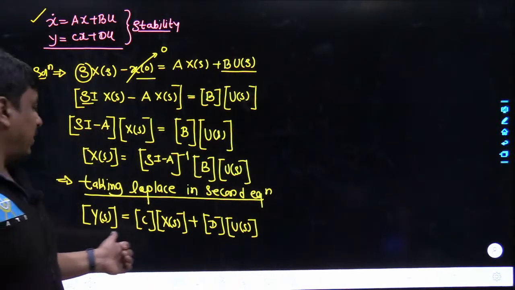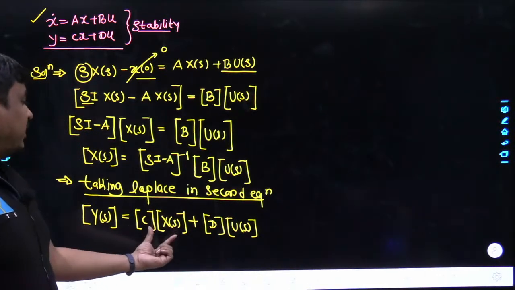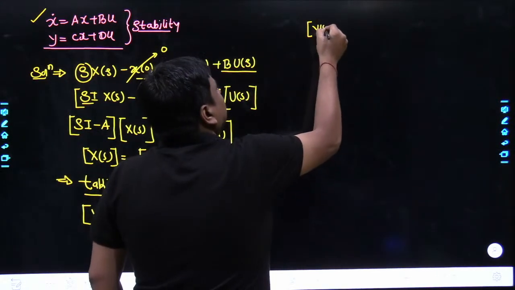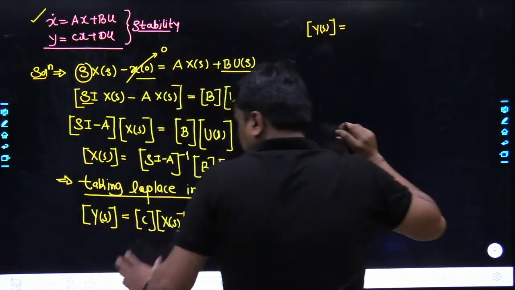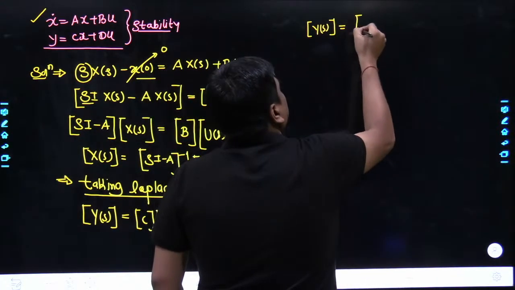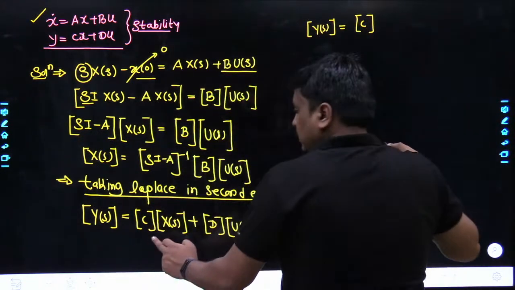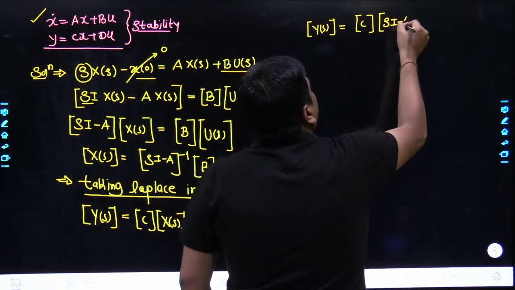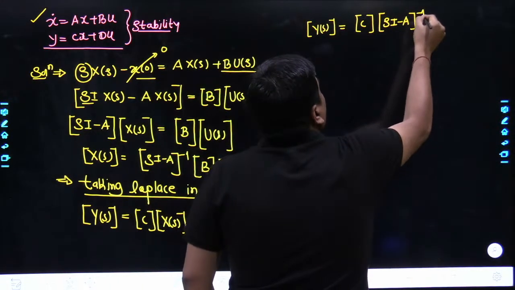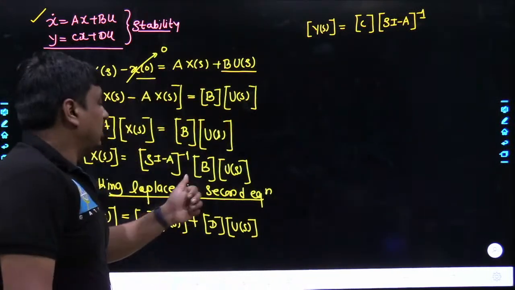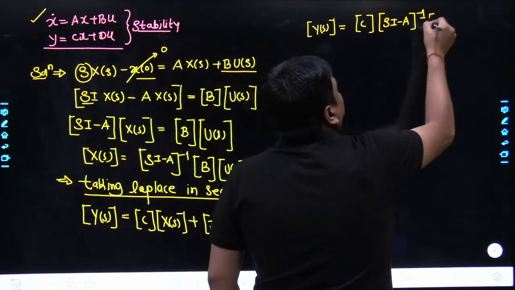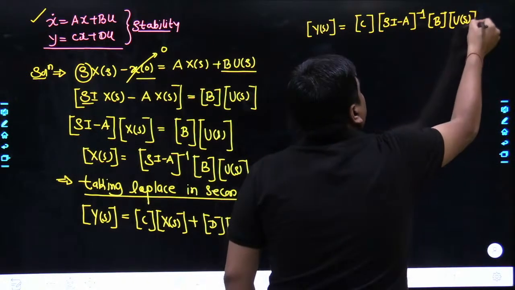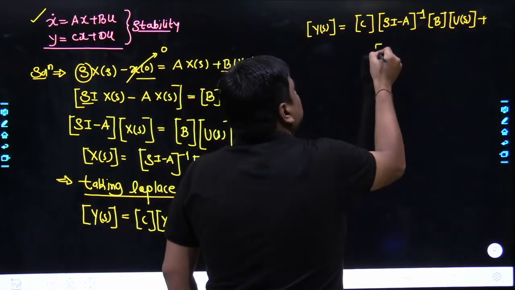Till this point, nobody should have any doubt as such. Yes, but the X(s) has to get replaced with this. So Y(s) becomes, see, it would be a huge outcome, but it's still an important outcome. It becomes C, and over here X(s) is nothing but (sI minus A) inverse, multiplied with B, multiplied with U(s), and along with this the D into U(s) is also coming.